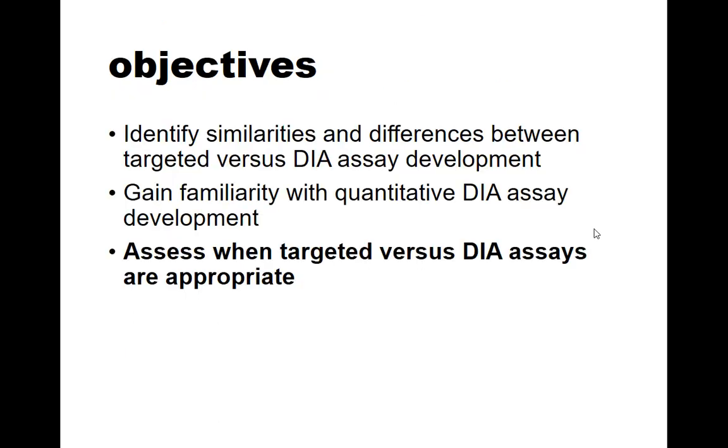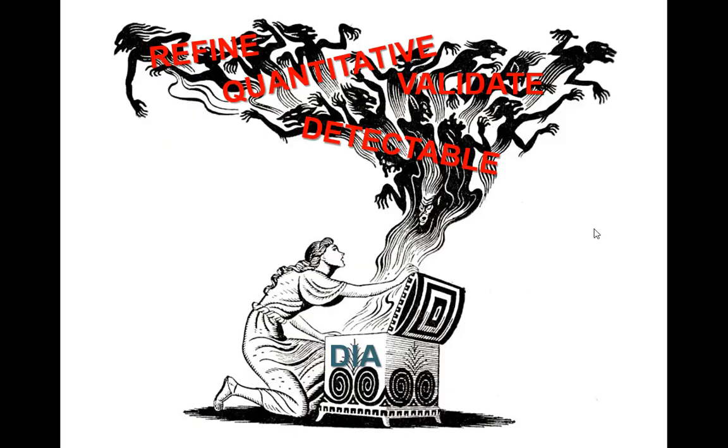So the last point I'm hoping you can take home is when it's appropriate to use a targeted versus a DIA assay, because I think we spent a lot of time today singing the praises of DIA, but hopefully, it's being taken with a grain of salt, right? Because we're throwing out all these words like, oh, make sure you refine, and that's quantitative, that you validate, and that's detectable, and DIA is a very powerful tool, and it's still a little bit of the Wild West, right? Like we haven't entirely come up with what should be the standards that we use for this.